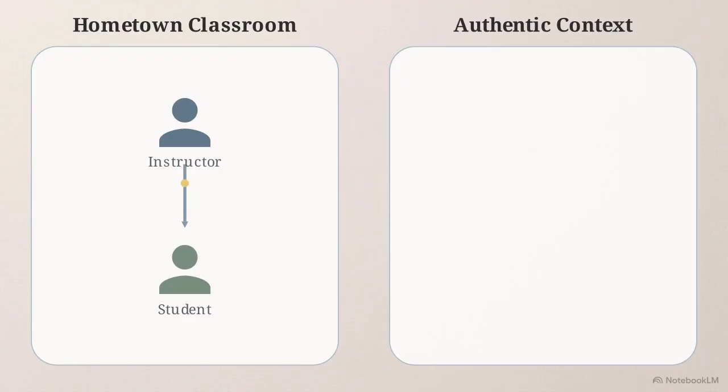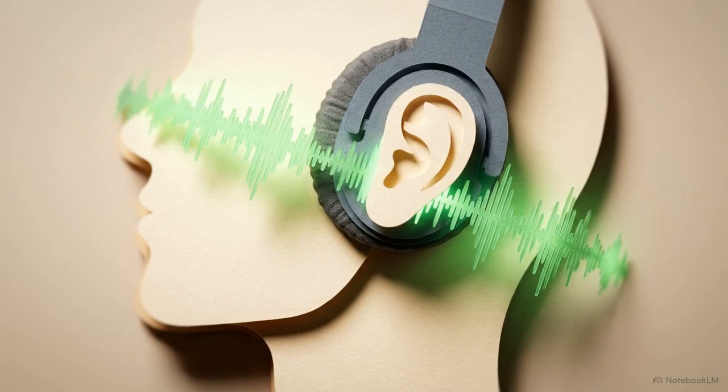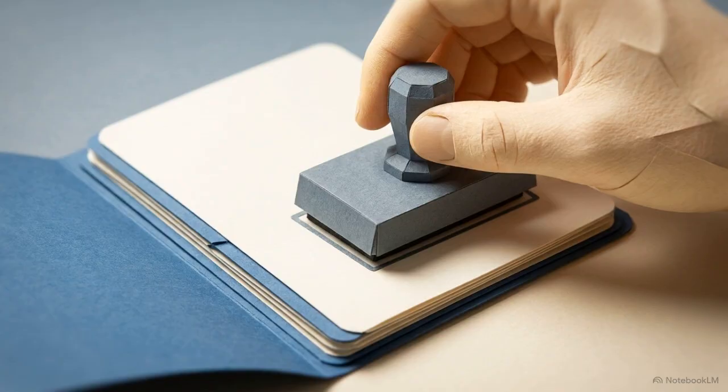Left, a hometown classroom with static, single-source inputs. Right, an authentic context with continuous, multi-directional inputs, allowing learners to continuously absorb vocabulary and natural pronunciation in real time. The direct resulting impact is a rapid improvement in the learner's listening and speaking skills. The author then introduces the concept of mandatory usage.